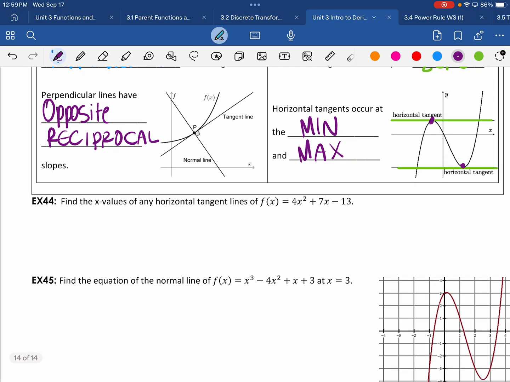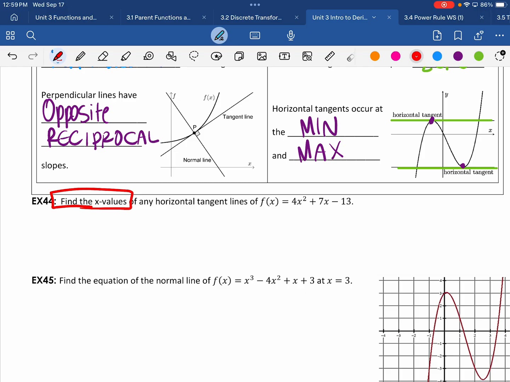Okay, so let's look at 44. It says find the x values of any horizontal tangents. So on this one, I'm not writing an equation of a line. The directions on this one are telling me to find x values. Pay attention to what the question is asking for. That will help. So I know I'm looking for x.